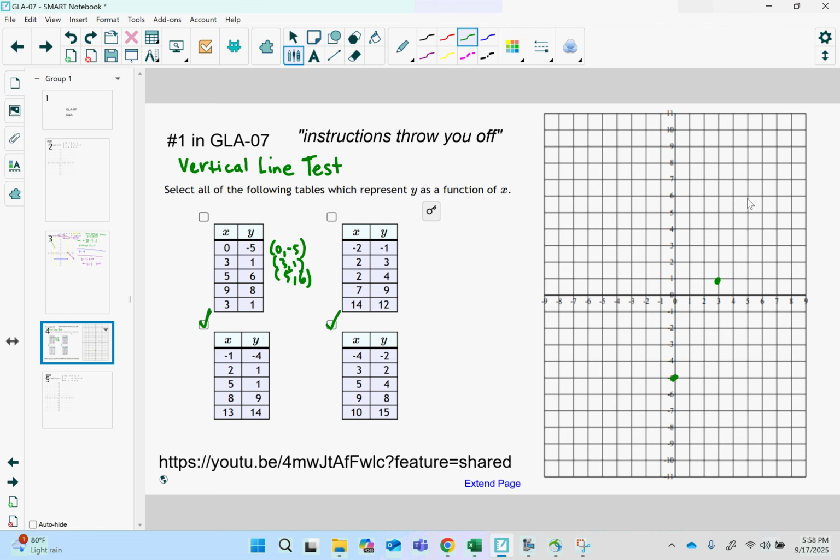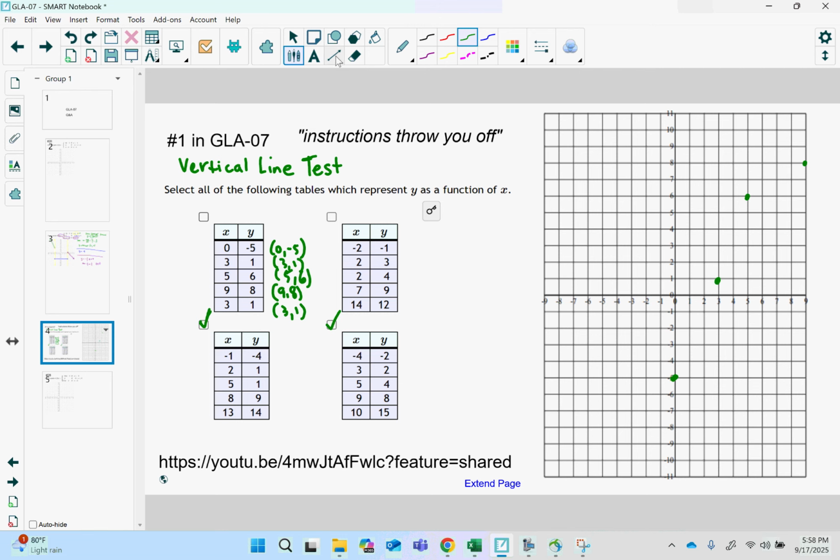So 5 for the x and 6 for the y. Then 9, 8. So that's going to go all the way over here. And then 3, 1. So I'm going to go to 3, 1, and oops, I already have a dot there. So placing another dot there doesn't really change the graph.